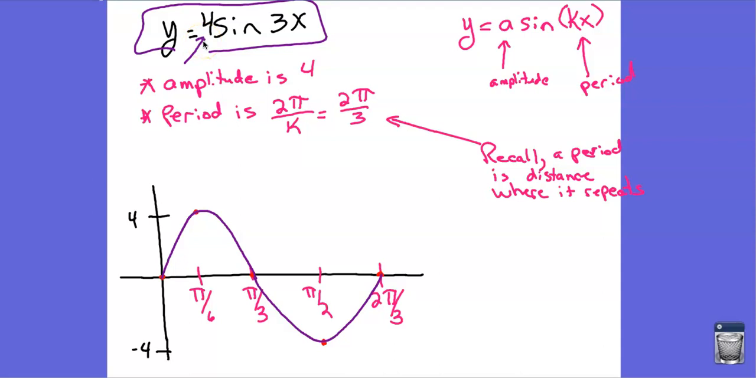The amplitude is 4, so we're going to go all the way up to 4 on the graph and all the way down to 4, or -4. And notice the period. The period, remember, is how long it takes before it starts to repeat itself.